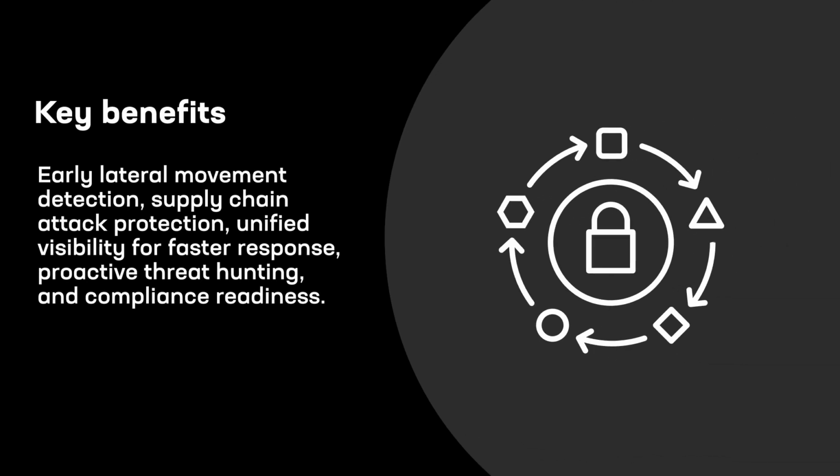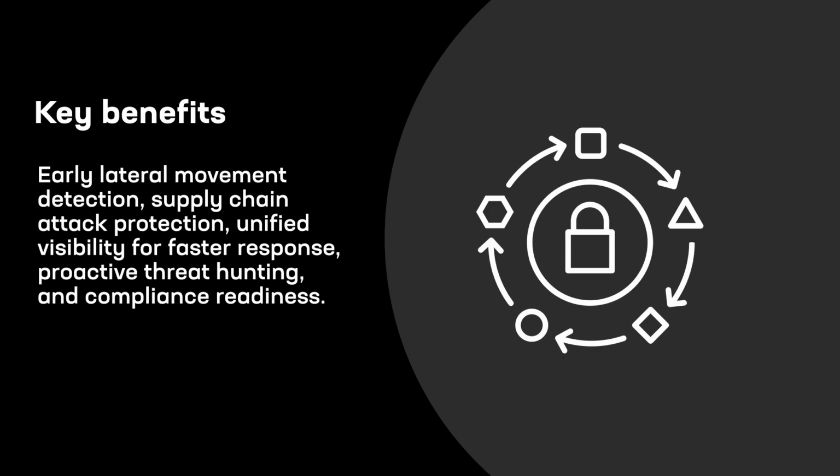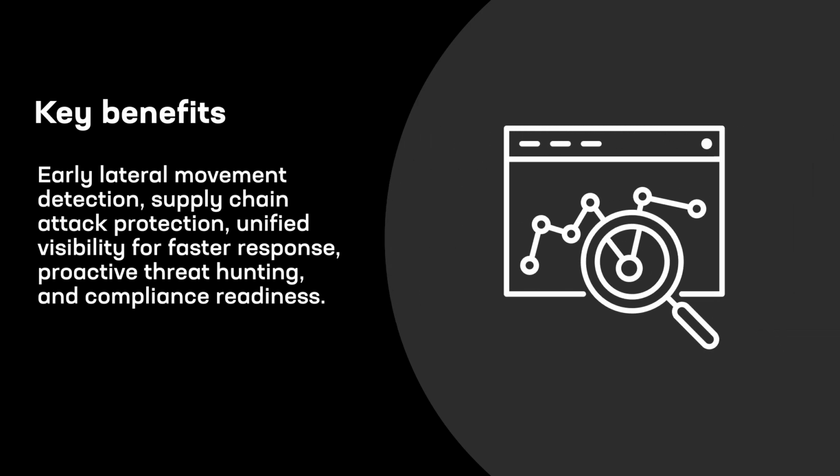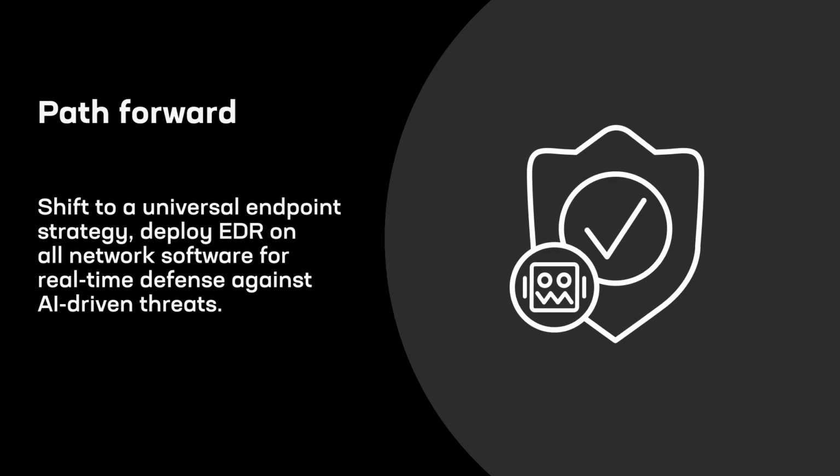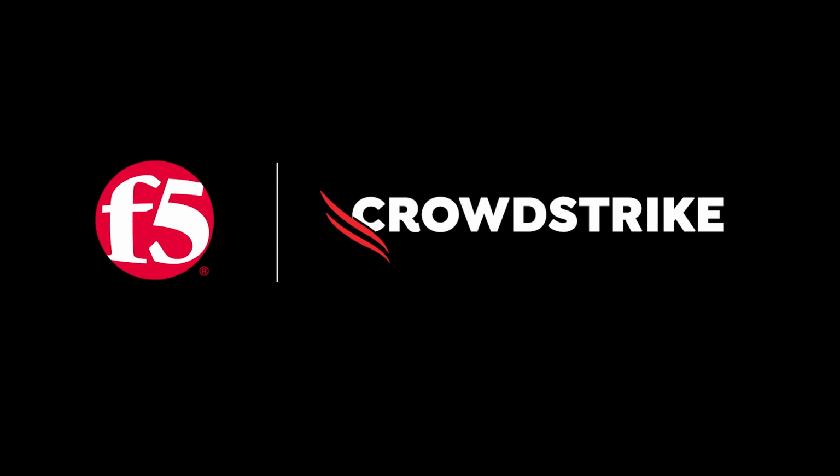It spots lateral movement early, shields against supply chain attacks, offers unified visibility for quicker responses, enables proactive hunting, and bolsters compliance. The future? A universal endpoint approach. Roll out EDR on all network appliances to counter AI-powered attacks in real time. That's where F5 joins forces with CrowdStrike to extend Falcon sensor visibility to BIG-IP.